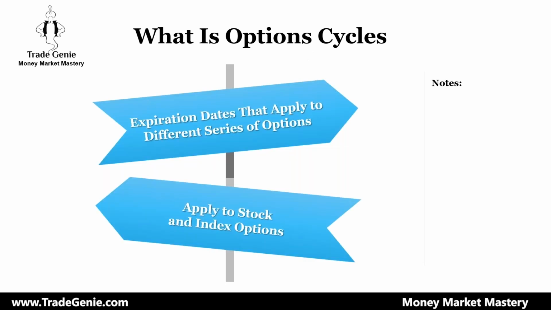Now we need to talk about the option cycles. What is an option cycle? An option cycle is the expiration dates that apply to different series of options. There are series of options with cycles: January cycle, February cycle, March cycle. I'll explain what the January, February, and March cycles are. Option cycles apply to stock and index options, and they have a January, February, or March cycle.